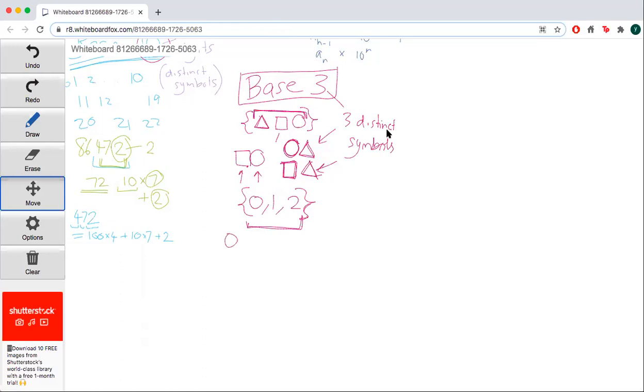We start with 0, and then the next number is 1, and then the next number is 2. Does anyone want to guess what the next number is after 2? We can't use 3 because we don't have a symbol. Exactly, it's just 10. And then 10 plus 1, and then 10 plus 2. And then what's the next one? Exactly, 20. So 20, 21, 22.